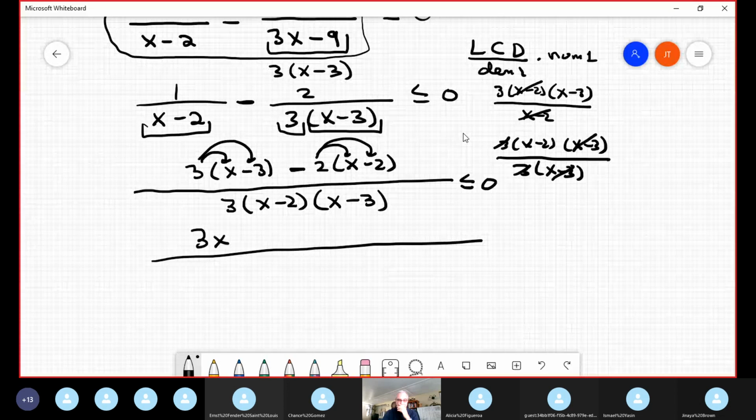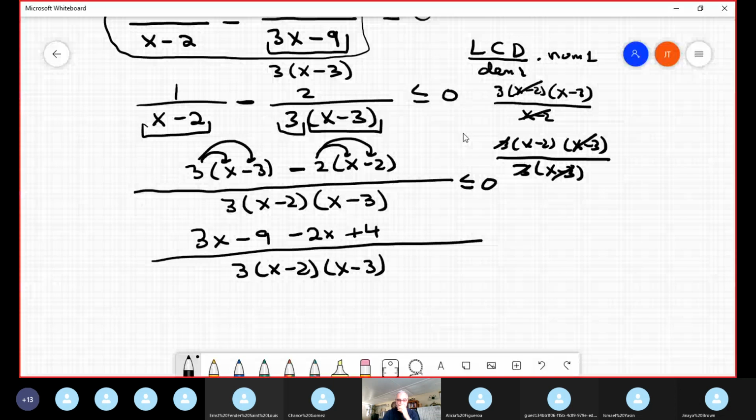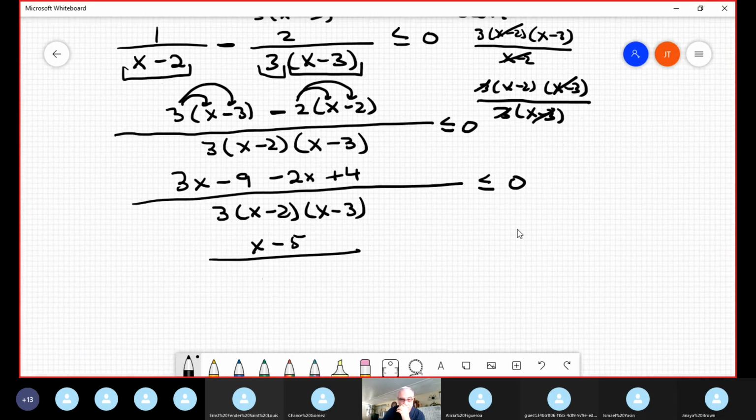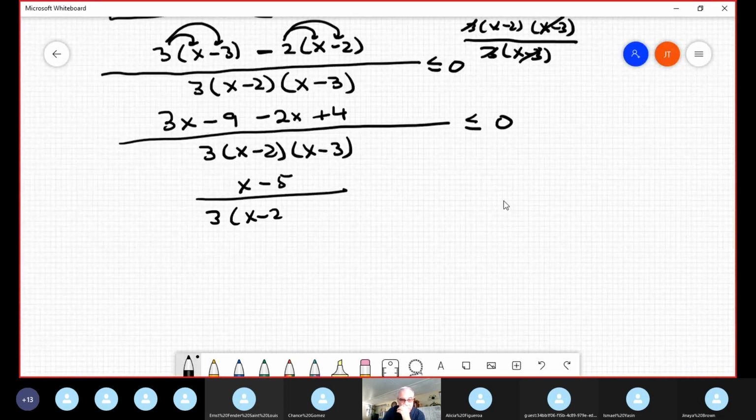It's 3x minus 9 minus 2x plus 4, and the denominator stays the same. I don't touch it. 3x minus 2x is x, and negative 9 and positive 4 is negative 5. Divided by the rest, which stays the same. I don't touch that part. Less than or equal to 0.